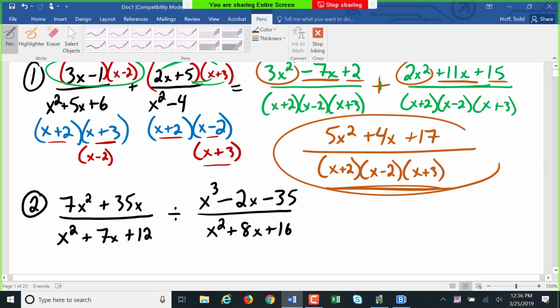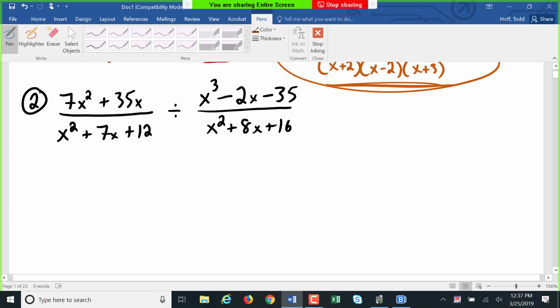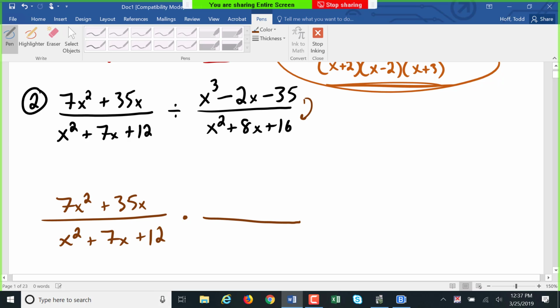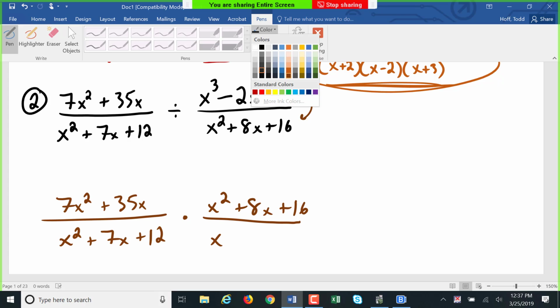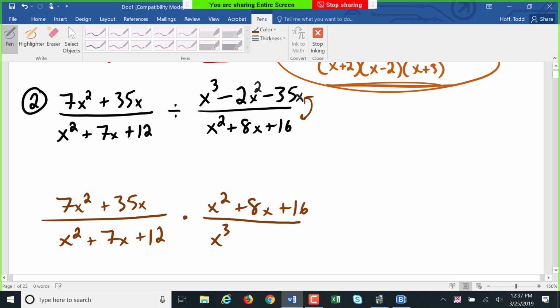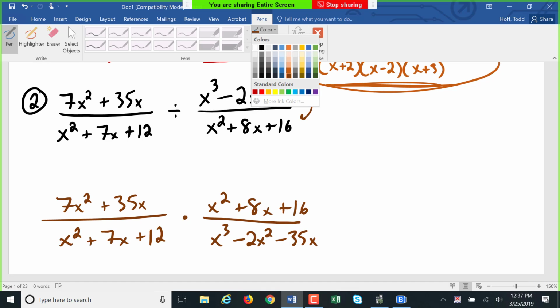Now, for number 2, it's division. So the first thing we have to do there is rewrite it. And we're going to rewrite it as multiplication, which means we take the reciprocal of this second fraction. We flip it over. So that'll be x squared plus 8x plus 16 over, oops, it would have made that a lot easier to do if I'd have written that top fraction correctly. Hopefully none of you spun your wheels on that one for too long because you couldn't have solved it. So over x cubed minus 2x squared minus 35x.